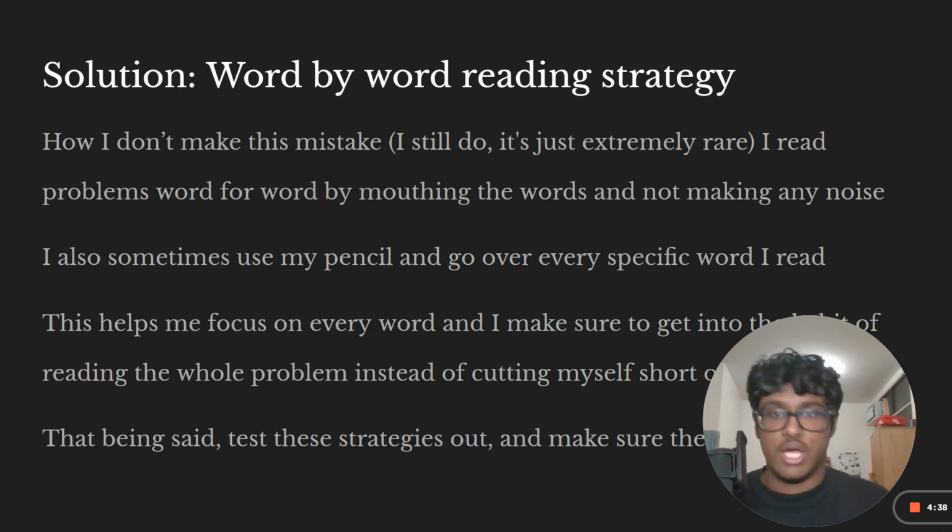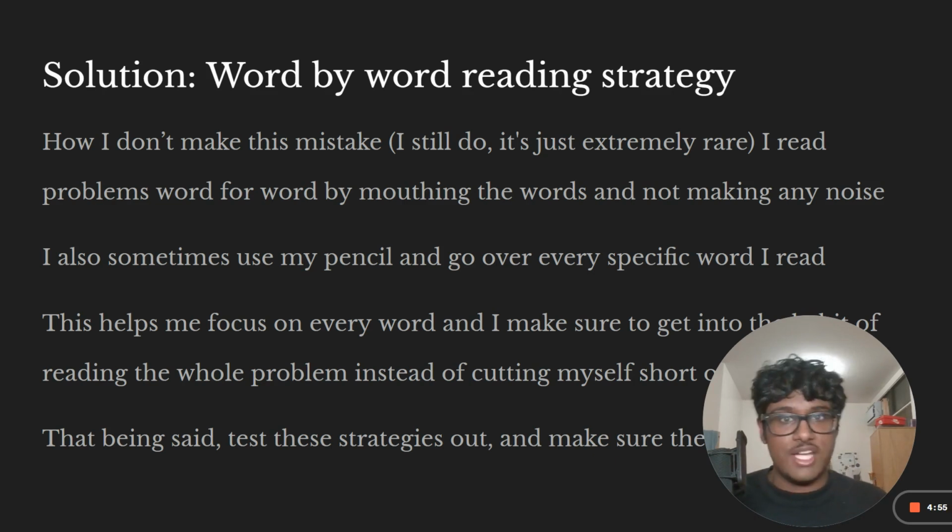By mouthing the words and not making any noise, you're going to be able to catch yourself making these mistakes. And on top of that, I use my pencil and I go over every single word. You can use your finger as well if you don't want to carry your pencil, but just go under every single word as you read it. And that'll guarantee that you won't mess it up, right?